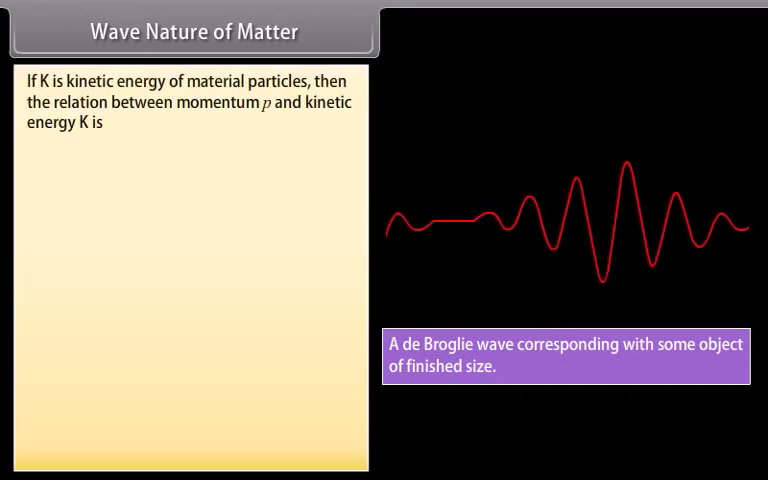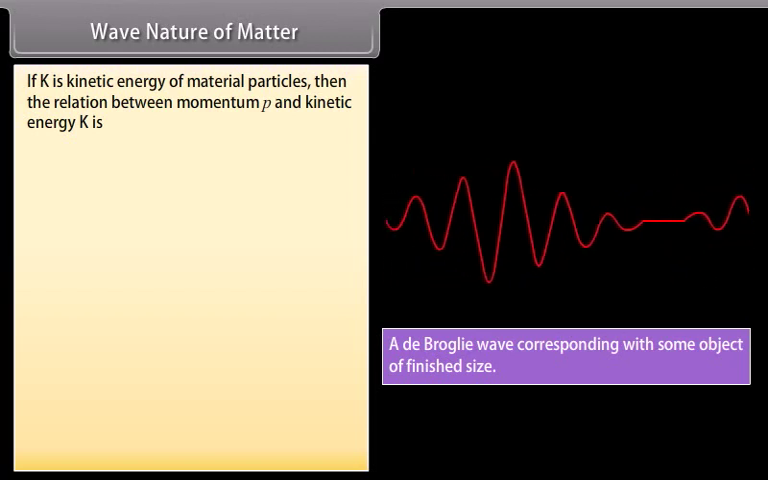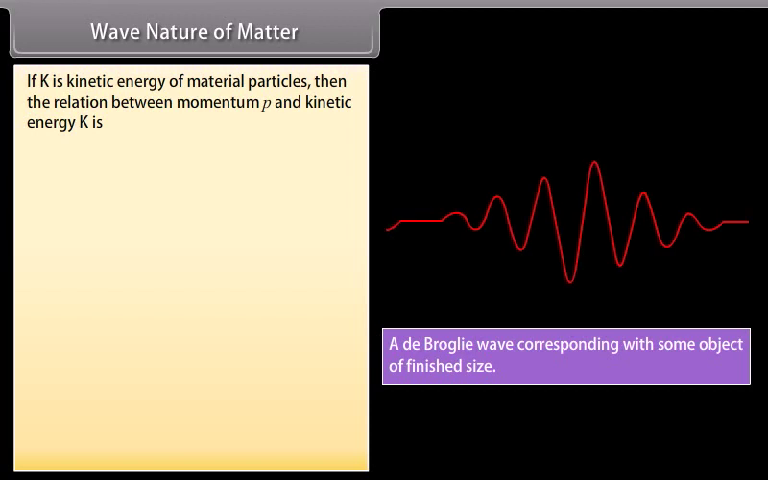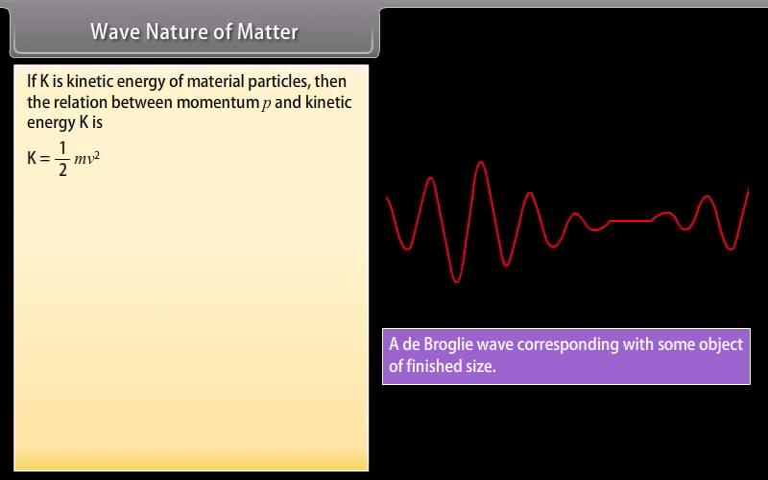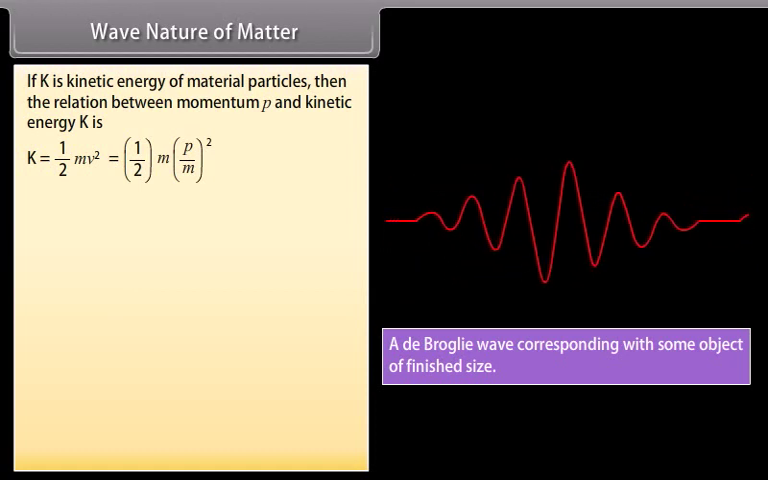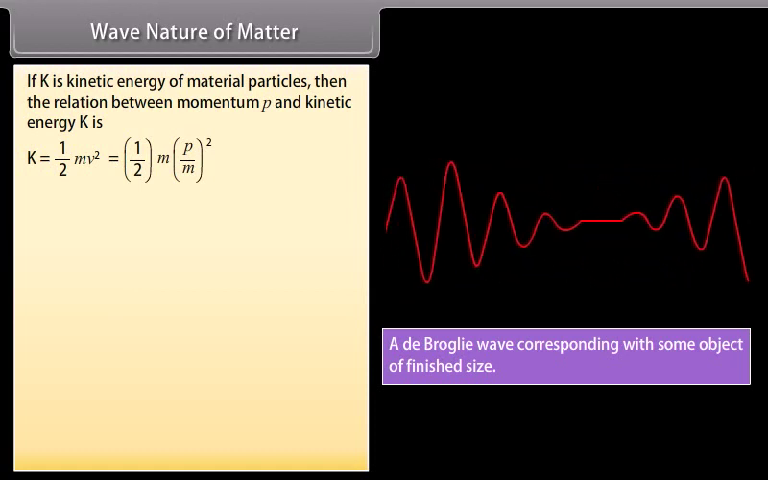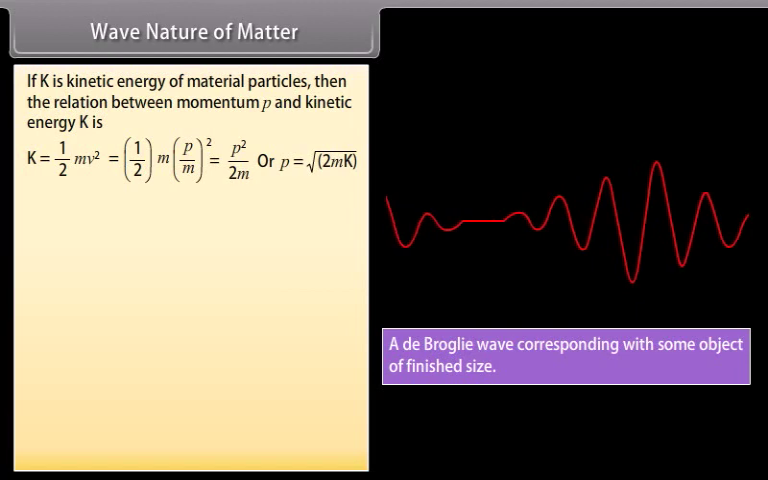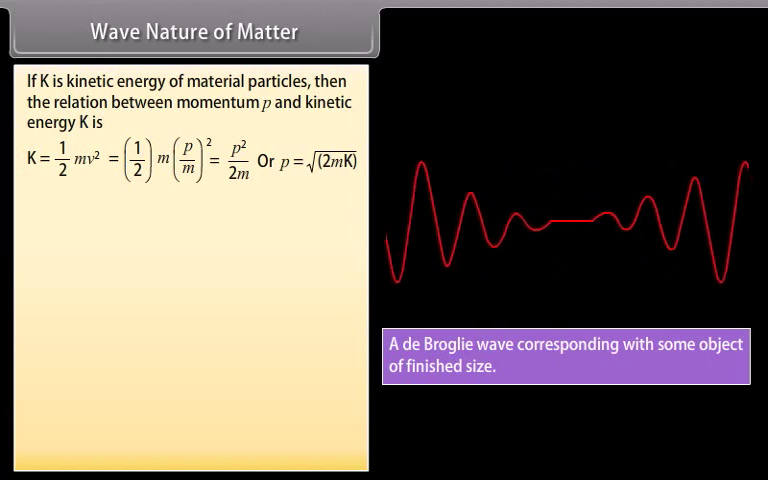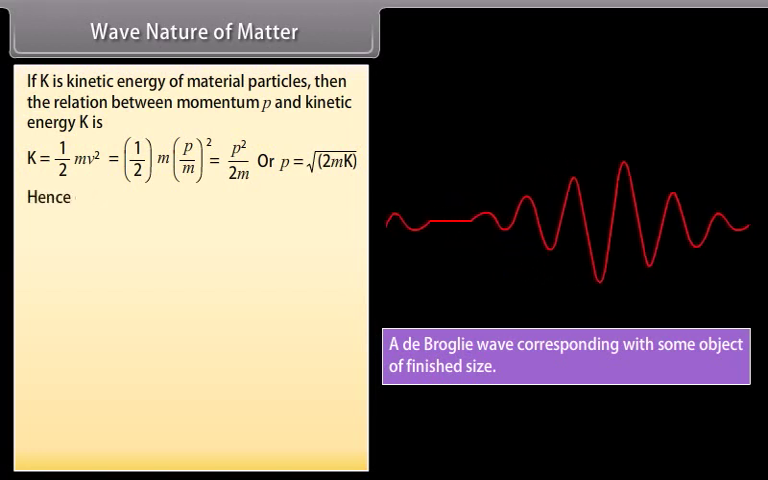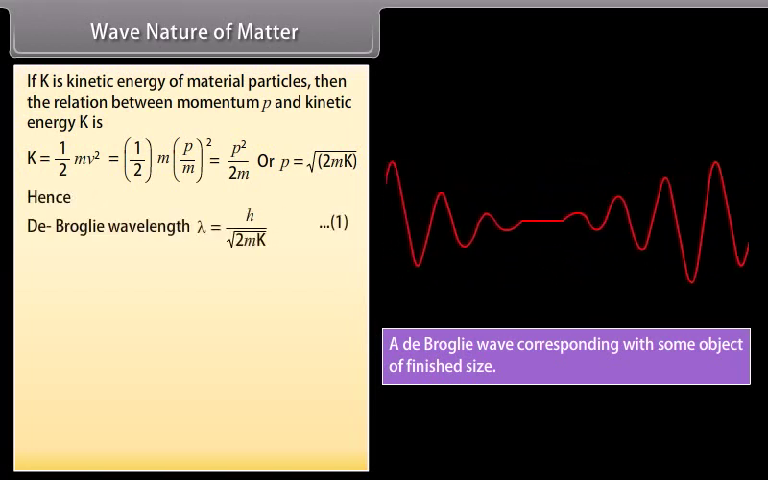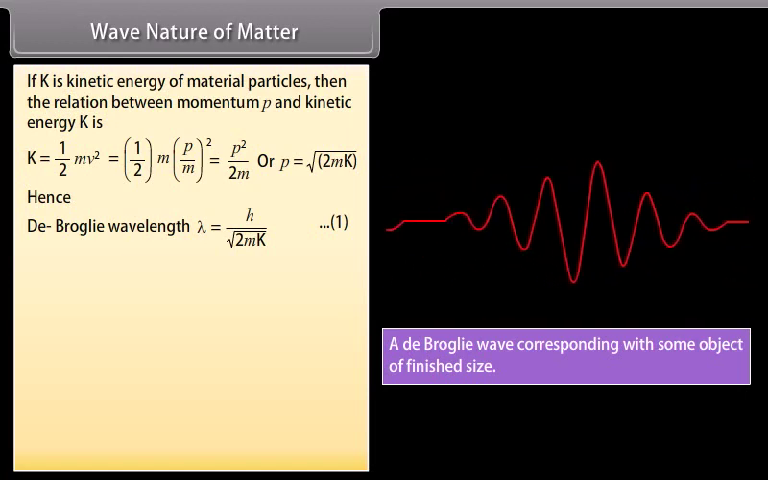If K is the kinetic energy of material particles, then the relation between momentum p and kinetic energy K is K equals 1 by 2 mv square, which is equal to 1 by 2 into m into (p by m) square, which equals p square by 2m, or p equals square root of 2mK. Hence, the de Broglie wavelength lambda equals h by square root of 2mK. Name it as 1.